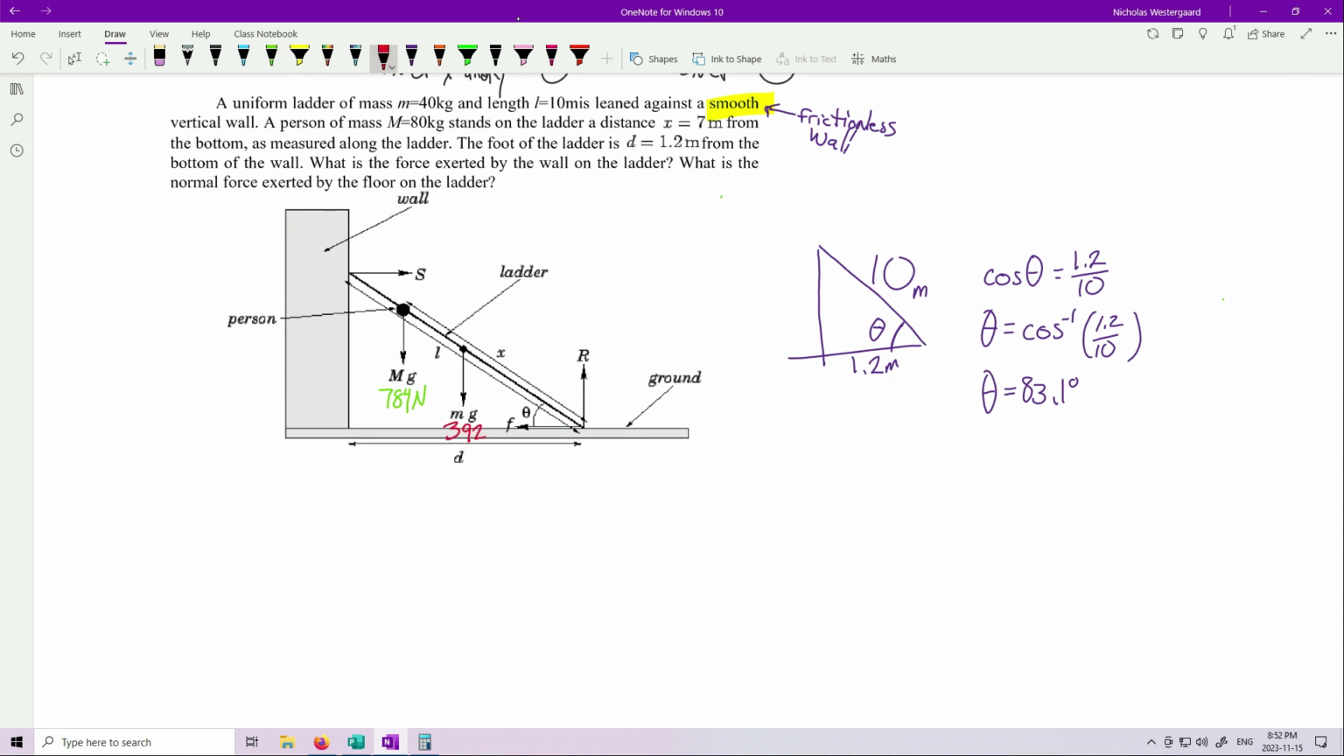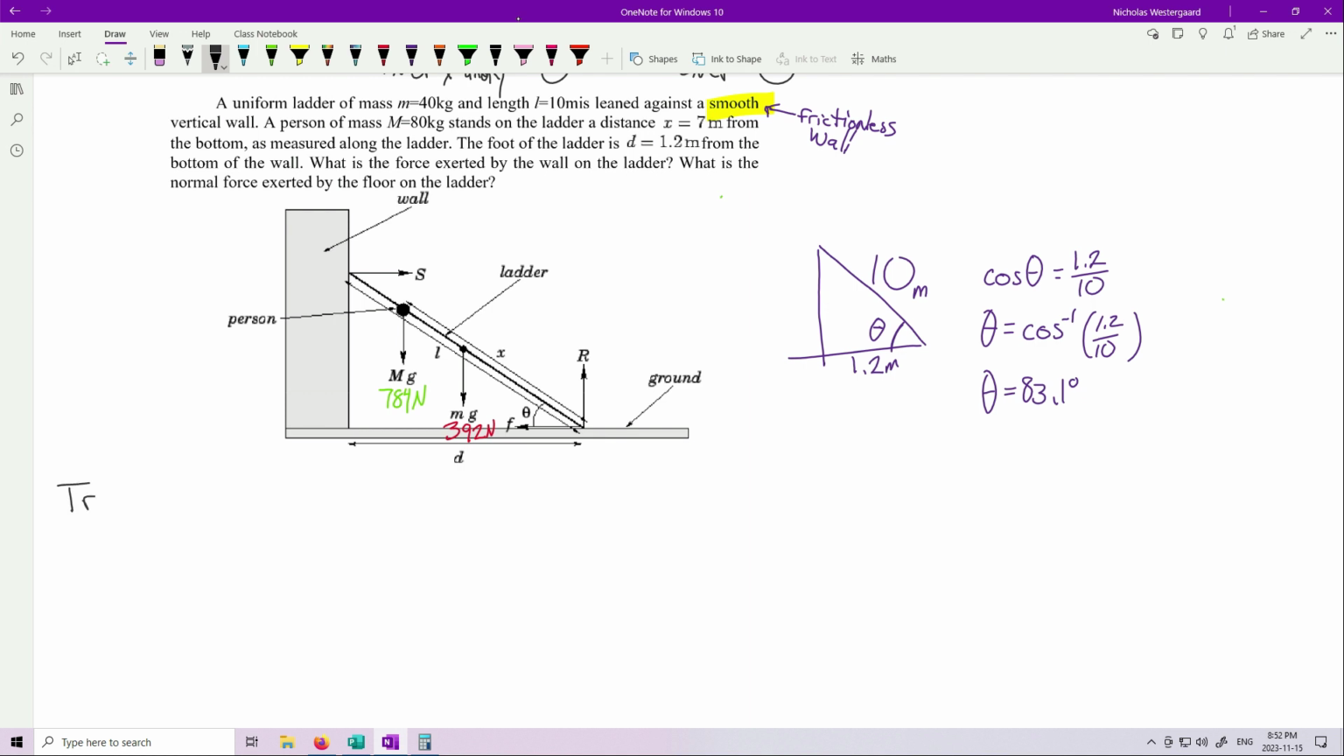392 newtons. And do we know the force of friction? Well, the force of friction is the coefficient of friction multiplied by the normal force. Do we know the normal force? I don't know. Maybe. Maybe not. You know what we haven't done is we should probably check our equilibrium conditions.